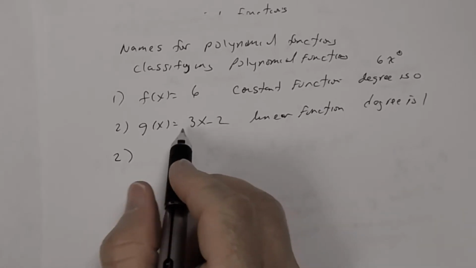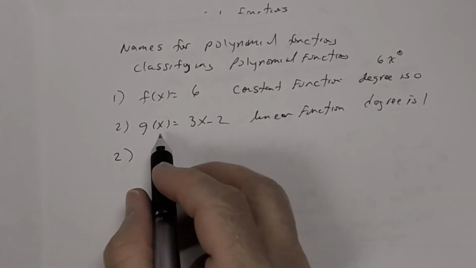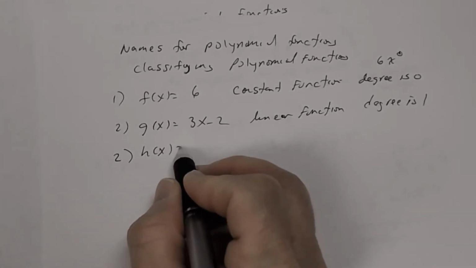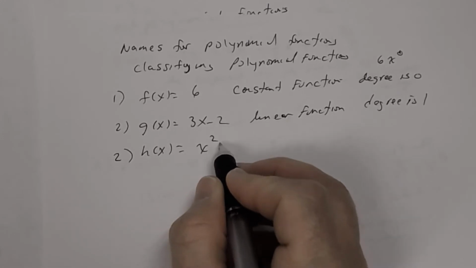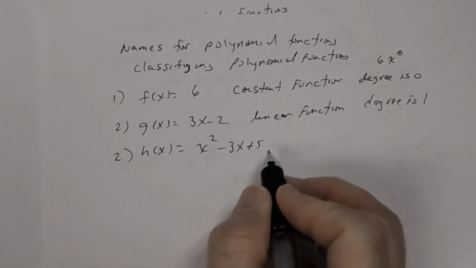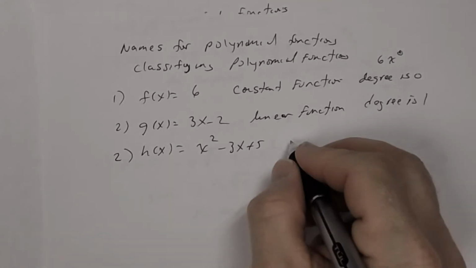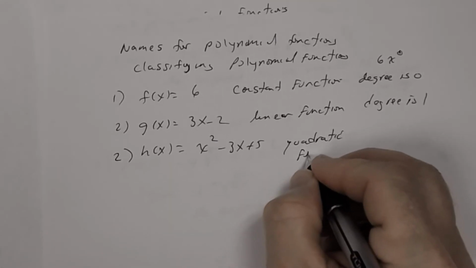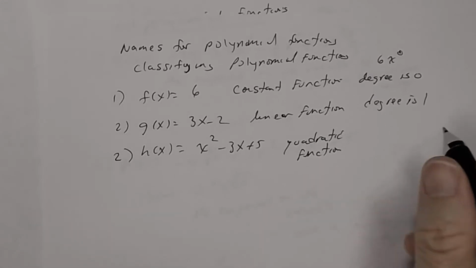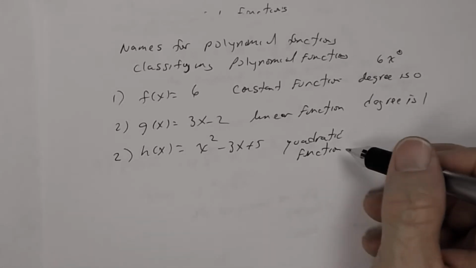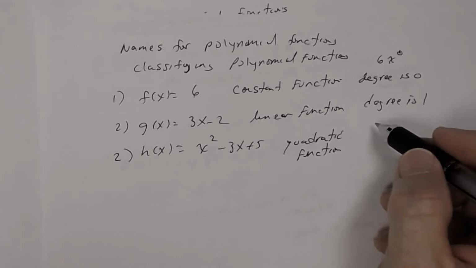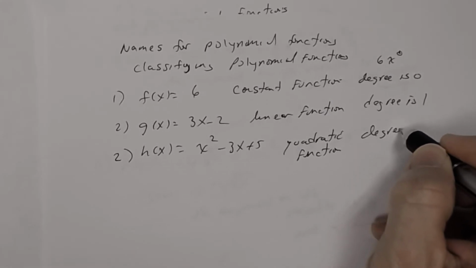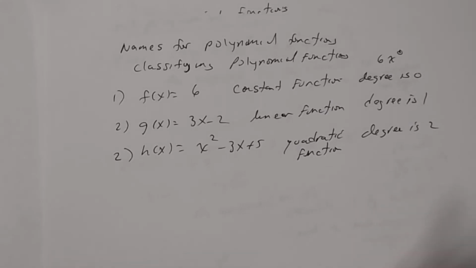You graphed linear functions and constant functions. The next one is this. Let's say we had x squared minus 3x plus 5. That's a quadratic function. This polynomial function has a name. It's called a quadratic function, and you graphed quadratic functions in a previous lesson. The degree is 2. So the degree of a quadratic function is 2.